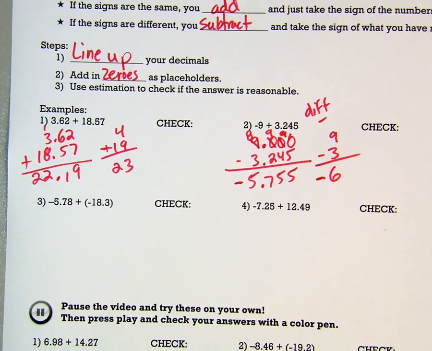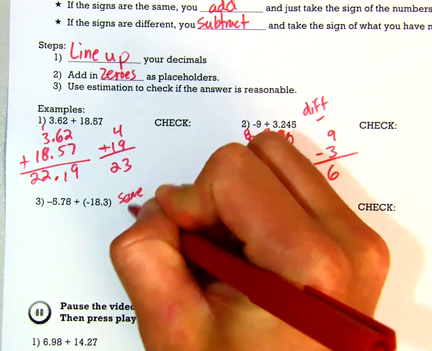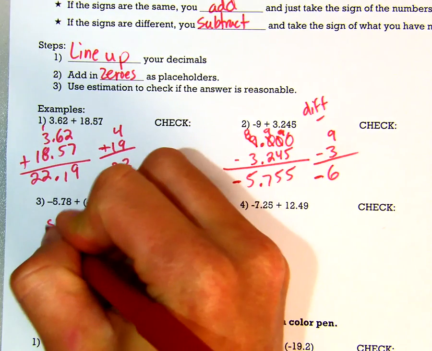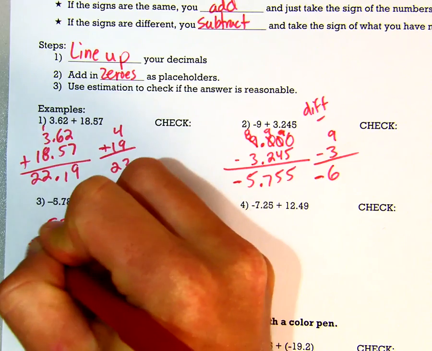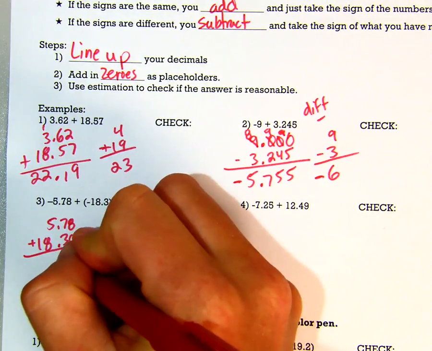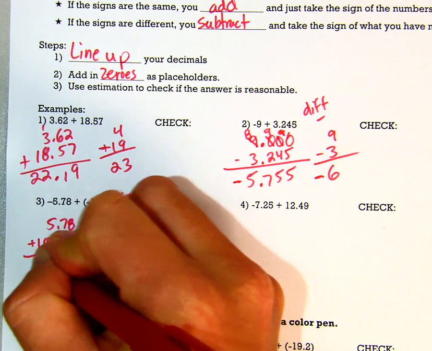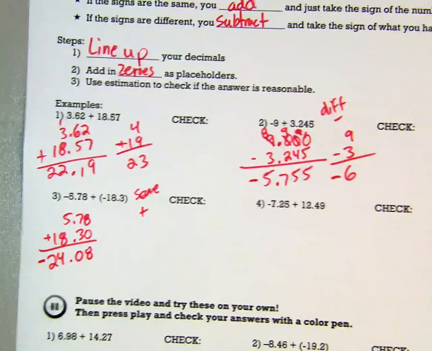Alright, number 3, negative 5.78 plus negative 18.3. They're the same symbols. I'm going to add them. So 5.78, 18.3. Put my 0 placeholder in. Add them up, and I get 24.08, and that is a negative.